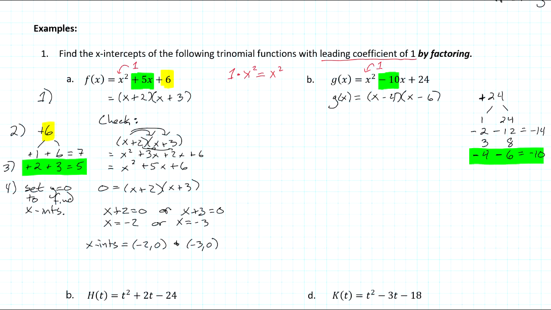So if we want to find the x-intercepts, we'll set y equal to 0, and we'll get that x minus 4 equals 0 or x minus 6 equals 0. This gives us that x equals 4 or x equals 6. So the x-intercepts are the points (4, 0) and (6, 0).